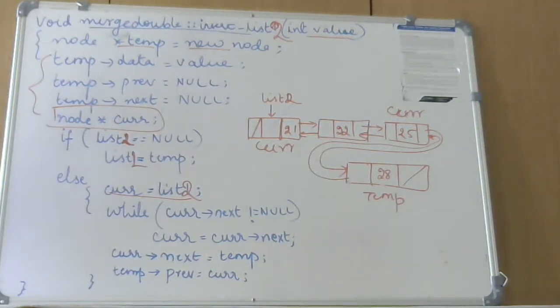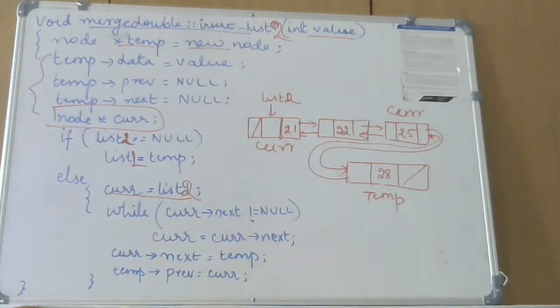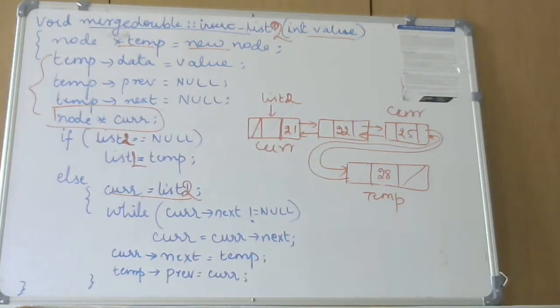So these will be your two functions, insert list 1 and insert list 2, for inserting in the two doubly linked lists. Okay. Next we will see how to display each of these lists, and then we will see the most important function, which is how to merge these two lists. Okay, let us try to do that now.